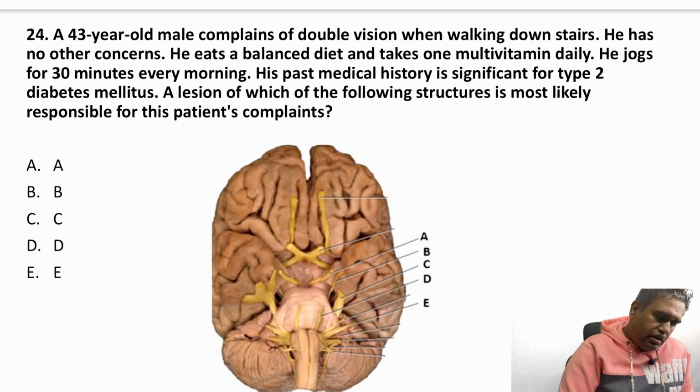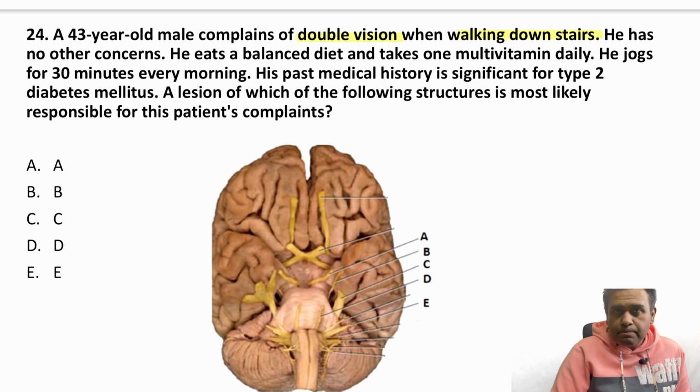A 43-year-old complains of double vision when walking down stairs. Now, if you have practiced the previous year questions, this much of a line is sufficient. Think of which cranial nerve is involved just by reading the first line. Walking down the stairs, double vision. Reading the newspapers, finding it difficult to read the newspaper or your textbooks. So when the person starts to look down and tries to focus, there is double vision. This is which cranial nerve abnormality? Is it third, fourth, or sixth? These are the 3 cranial nerves which are motor to the extraocular muscles.